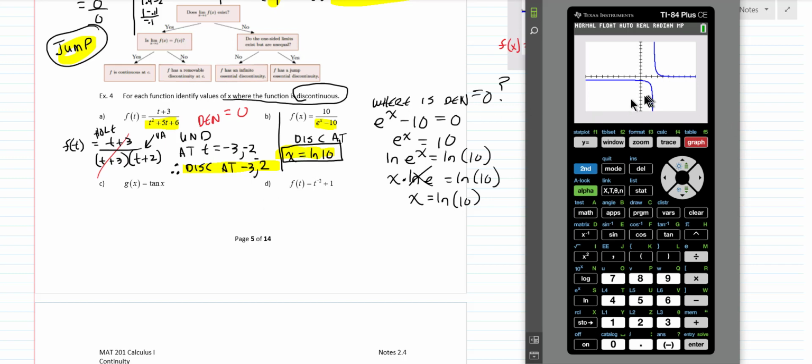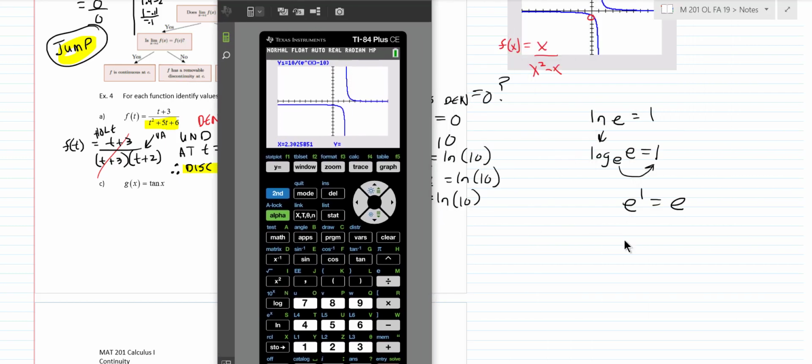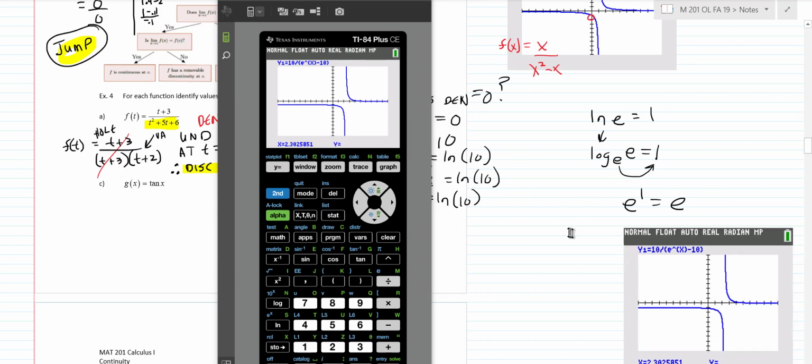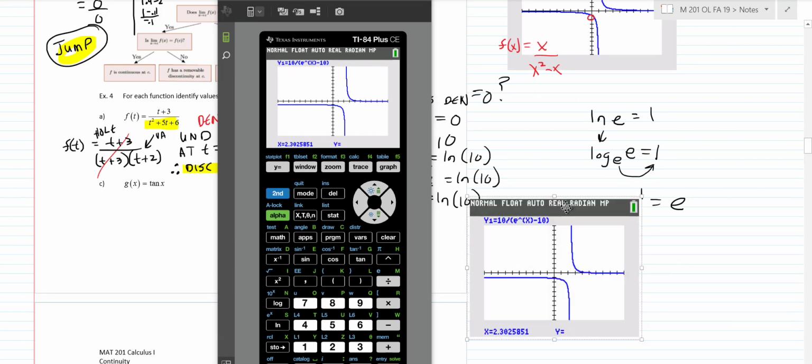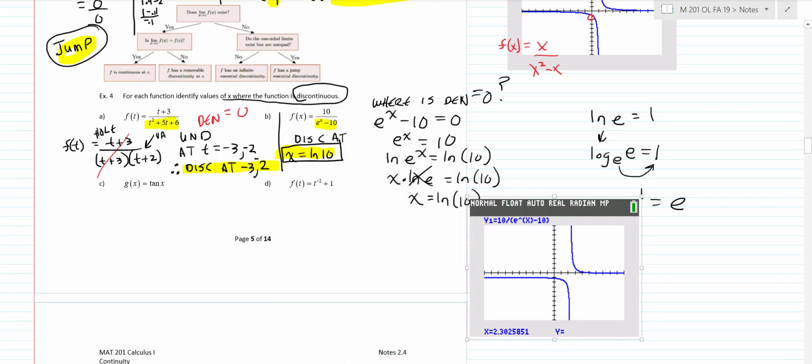The other thing you can do to verify that, if you trace ln 10, well, you're undefined. Okay, that's where that is. That is happening right there. And see, ln 10 is about 2.3. So notice at about 2.3, you can tell that's where that asymptote is. Okay, and you can make notes to yourself on this as you're going through the video. If you want to, you can sketch a graph, but you don't have to.